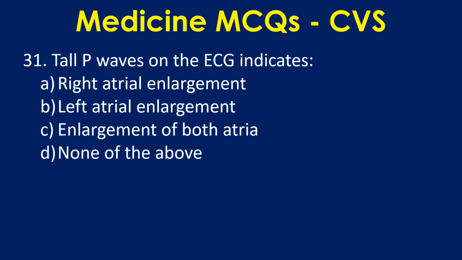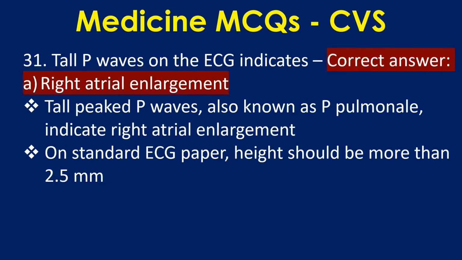Tall P waves on the ECG indicate: A. Right atrial enlargement, B. Left atrial enlargement, C. Enlargement of both atria, D. None of the above. Correct answer A. Right atrial enlargement. Tall peaked P waves, also known as P pulmonale, indicate right atrial enlargement. On standard ECG paper, height should be more than 2.5 mm.